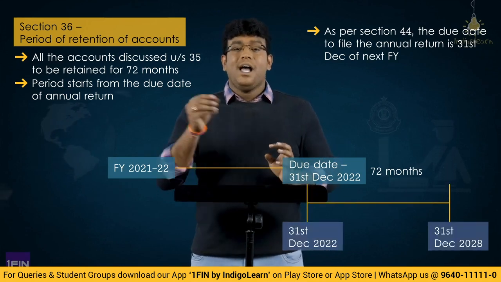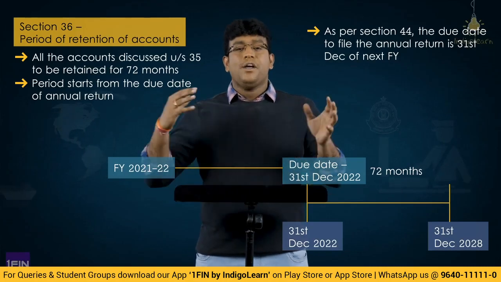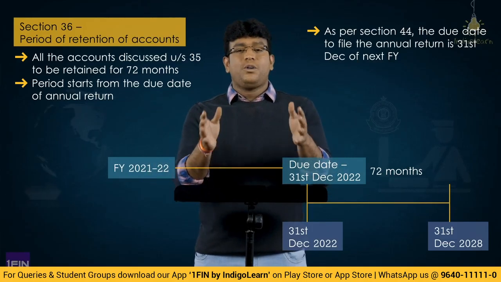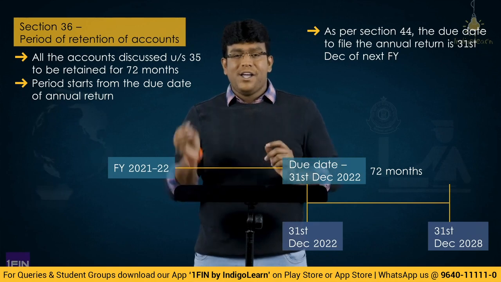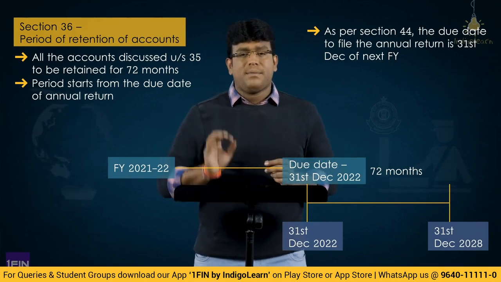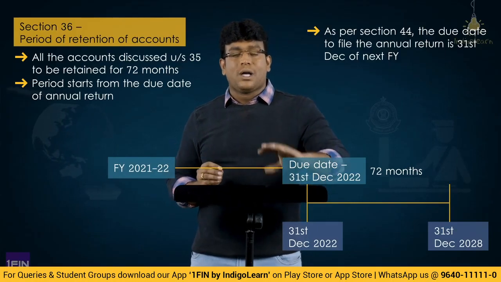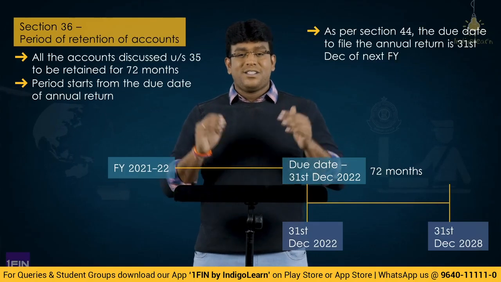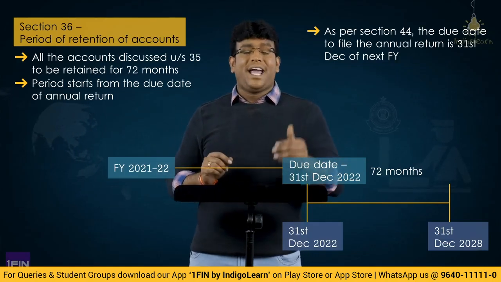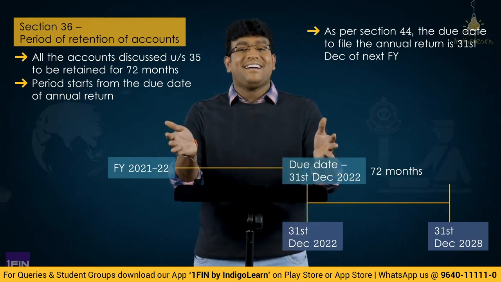So in simple terms, records pertaining to financial year 21-22 should be maintained for a span of 72 months from the due date of filing annual return. For 21-22, the due date to file annual return is 31st December 2022. From there, 72 months is 31st December 2028. So records pertaining to 21-22 should be retained up to 31st December 2028.